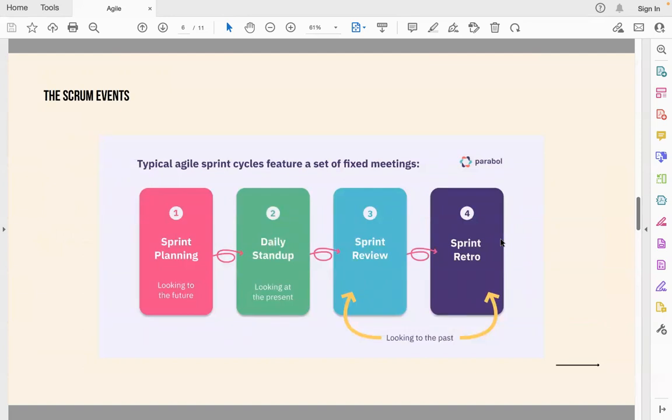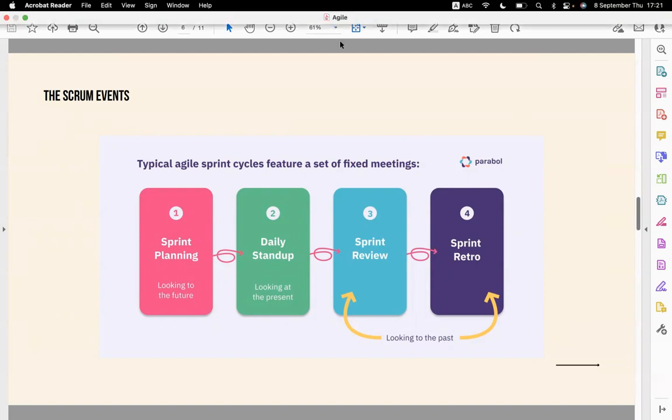Here we have the sprint cycle and fixed meetings. We have four of them. The sprint planning is where the team decides what to work on for the current time box period. For the daily stand-ups or daily scrums, think of them as daily update meetings, which highlight and promote quick decisions.